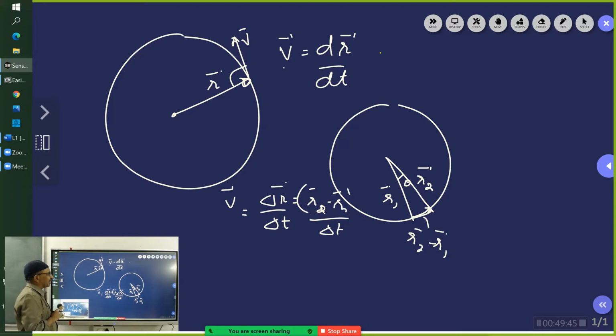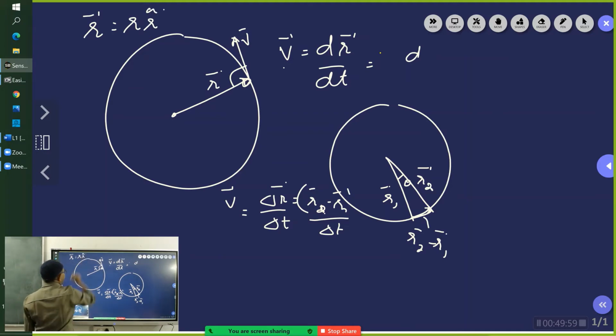Fine, I accept it. But by any other means, can you get the same thing? Because I would like to put it like this. See, what is R bar? R bar is r R cap. Now use this and see whether you can quickly get hold of that.